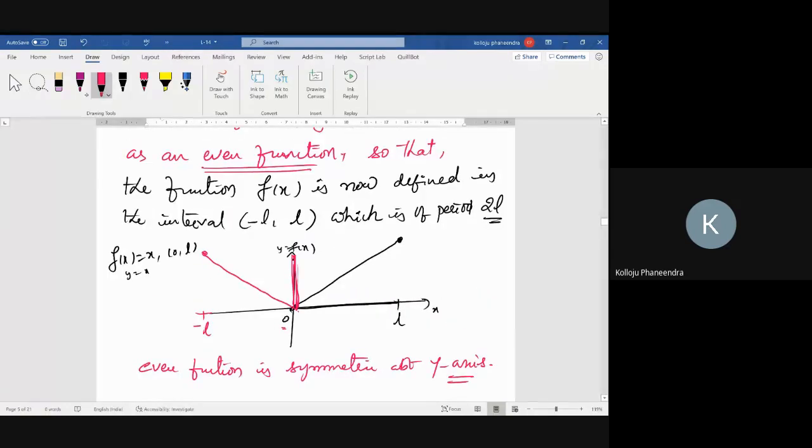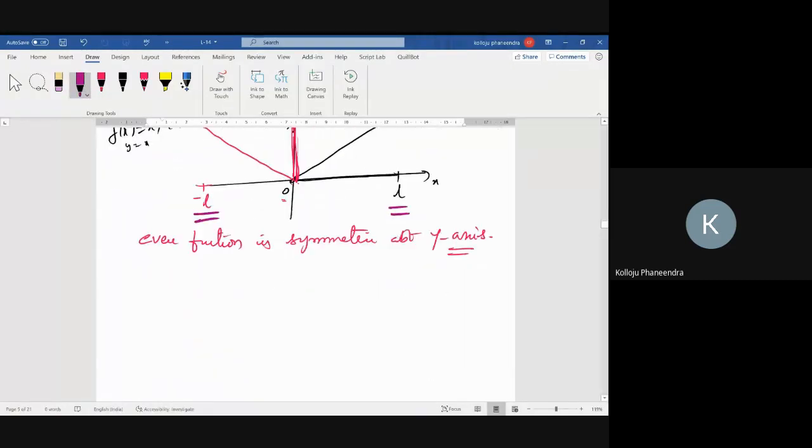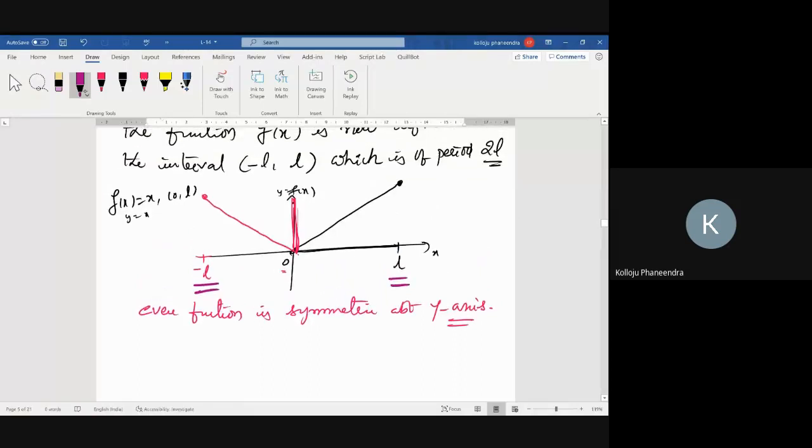Now what is my complete interval? Minus L to plus L. And what is the problem now? Minus L to plus L, the function is f of x equal to x.